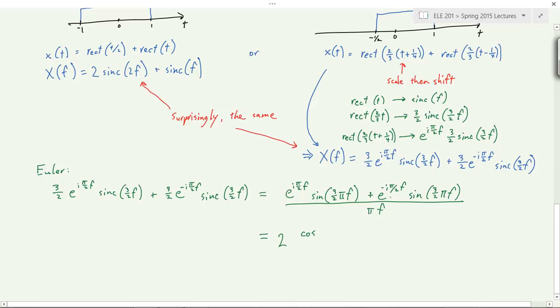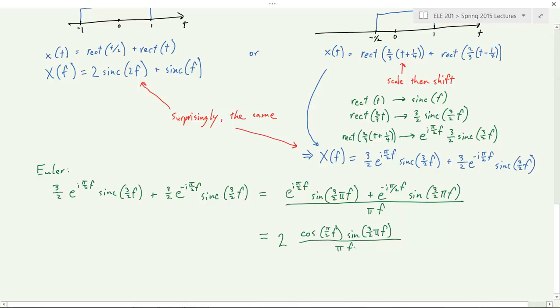We can say, notice, what is this? We have sine appearing twice here, so factor it out. We have an e to some imaginary exponent, e to the negative of that imaginary exponent. That's a cosine. We can recognize that as a cosine. So I put the 2 there from the cosine formula. So it's cosine of pi over 2 f times sine of 3 over 2 pi f in the numerator over pi f.